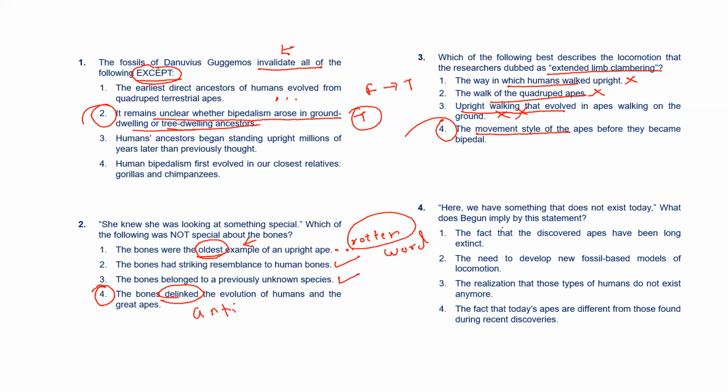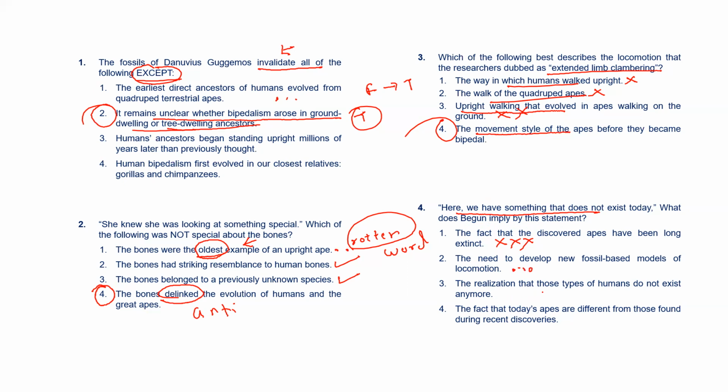Here we have something that does not exist today. What does it imply by this statement? So it was given in the second last paragraph. I think here something that does not exist today. What does this imply? The fact that discovered apes have long been extinct. Of course, this is not the answer. The need to develop new fossil-based models of locomotion doesn't look like a good option. We have something that does not exist today. It just tells me that we are short of knowledge. So not a good option for me to mark.